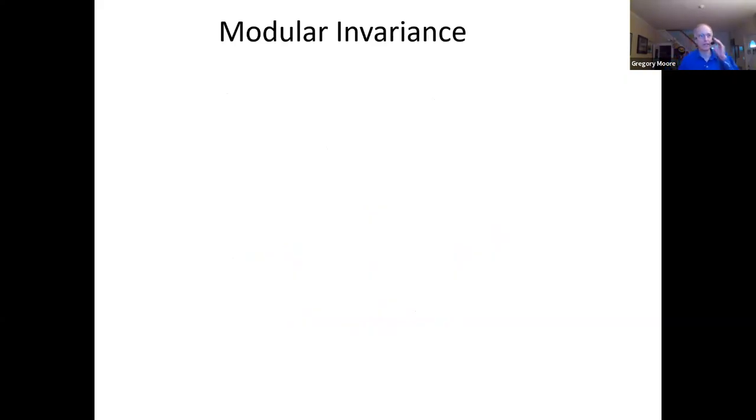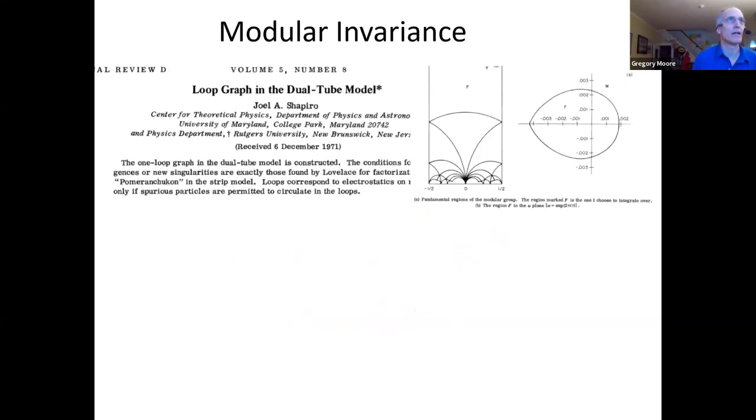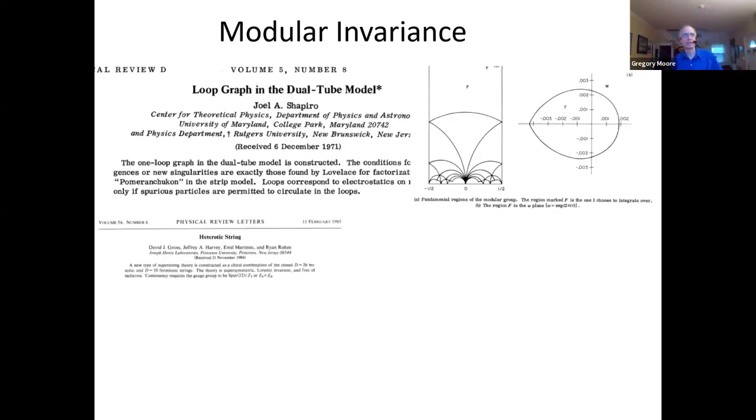Finally, and we heard about this yesterday from John Cardy, a crucial insight was modular invariance. So in string theory, I think this goes back to Joel Shapiro, where he was studying the dual model. And he told me once that his paper, where he introduced the modular group and the fundamental domain, actually got 0 references for 10 years. But it's a really amazing insight.